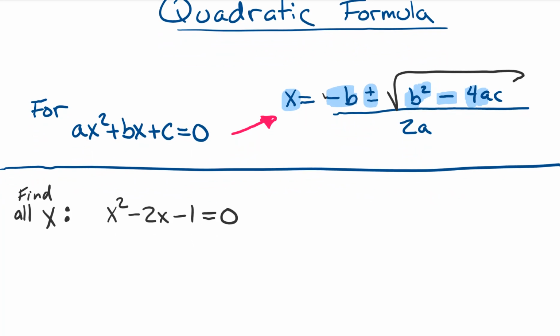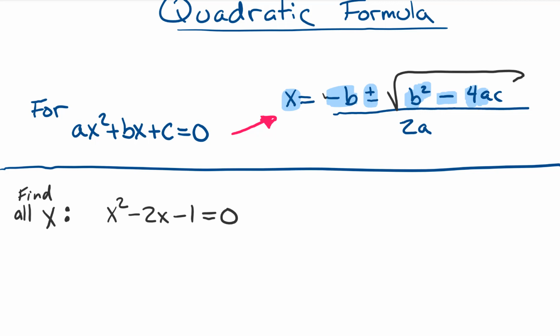We're going to find all x. What we have is x squared minus 2x minus 1. And at first glance, you might think that might factor. It doesn't. The only 2 whole numbers that multiply to negative 1 are negative 1 and positive 1, and negative 1 plus positive 1 is equal to 0. Hence, this does not factor. So let's use our quadratic formula.